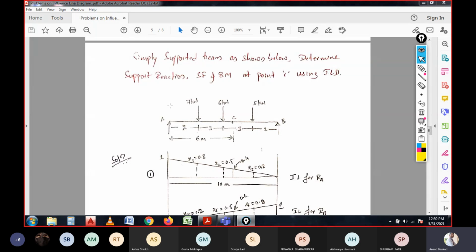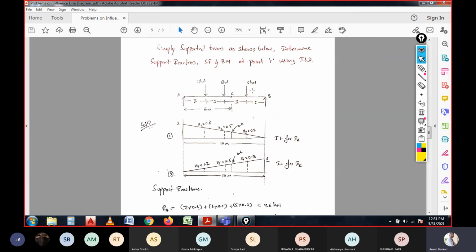The simply supported beam is given with three concentrated forces acting at distances respectively, and here they have asked to calculate the shear force and bending moment at the point C, which is 6 meter away from the left support, or we can say 4 meter away from the right support. In the question it is given as 6 meter away from the right support. So here, if you want to calculate the support reaction, shear force, and bending moment, let us consider them one by one. So support reaction, what is exactly shown over here.